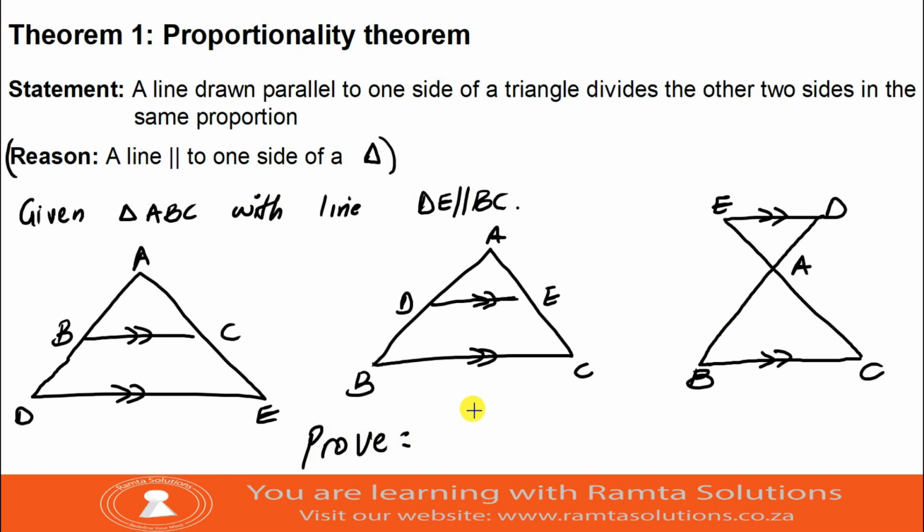Now the proof that's required, the question will say prove AD over DB is equal to AE over EC. That's the proof. We need to prove this. All right, so let's get into it. Let me give you at least 20 seconds for you to finish drawing this.